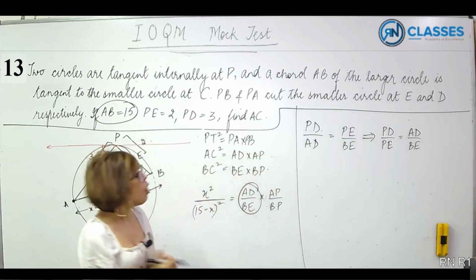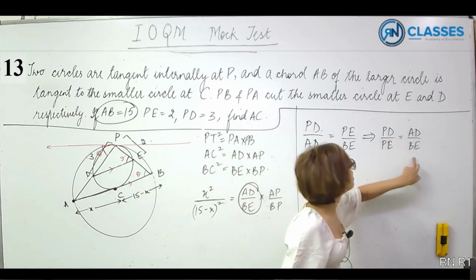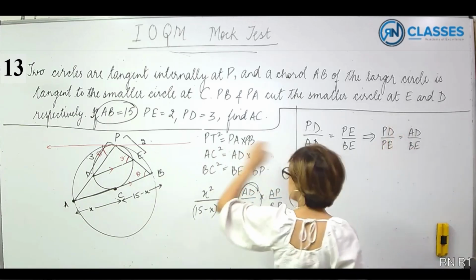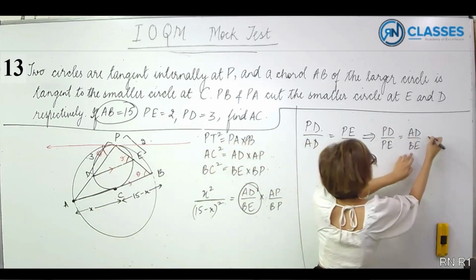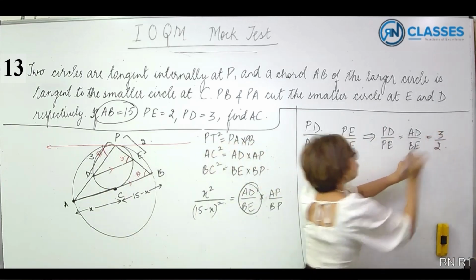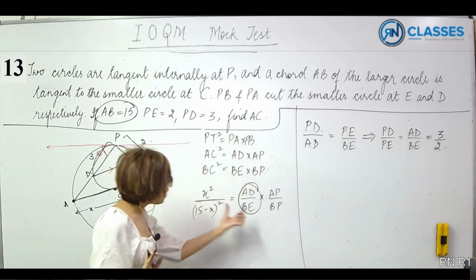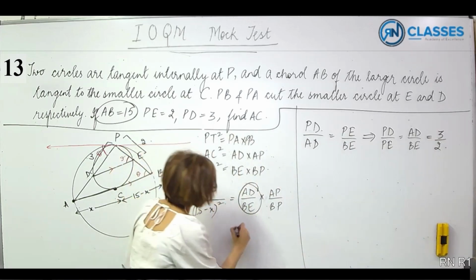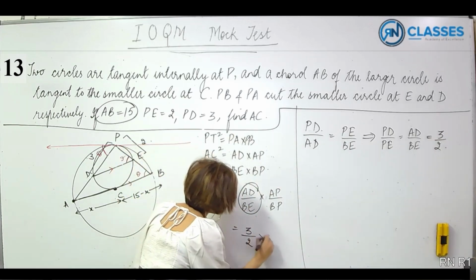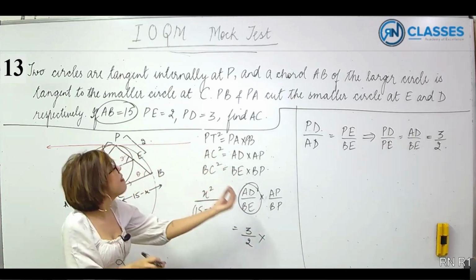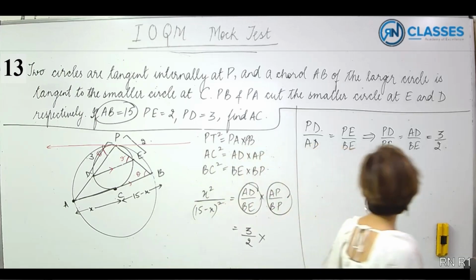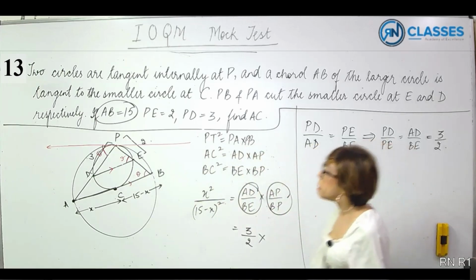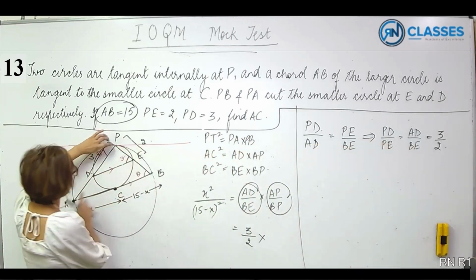Now, do you think I have the value of AD by BE? Let's see. PD by PE, do I know that? Yes. PD is 3, PE is 2. So that means this ratio is nothing but 3 by 2. So at least I know this one ratio. 3 by 2 into. Somehow, if I can find out this one, my problem is solved. AP by BP.